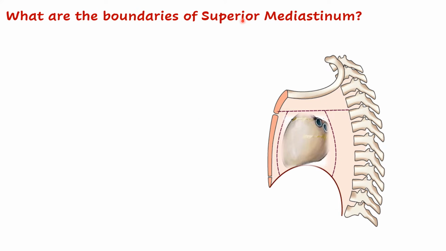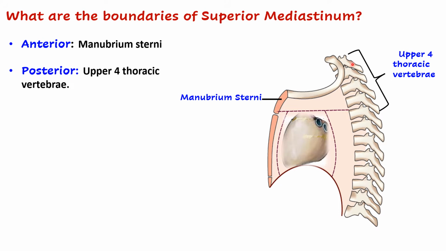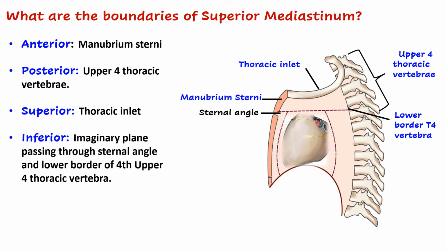Now let us look at the boundaries of the superior mediastinum. So we will begin with the anterior one. Here it will be bounded anteriorly by the manubrium sterni, and posteriorly it will be bounded by upper four thoracic vertebrae, and superiorly thoracic inlet will be there. And what will be present inferiorly? The imaginary plane extending from sternal angle till the lower border of fourth thoracic vertebra. And on the sides, obviously, there will be mediastinal pleura.